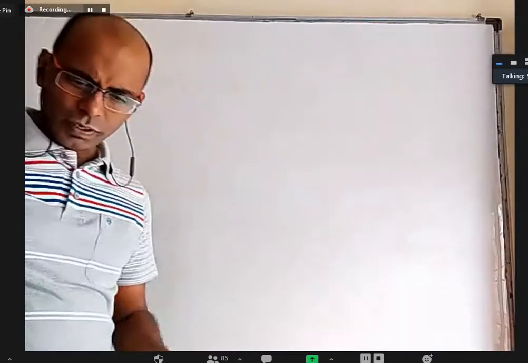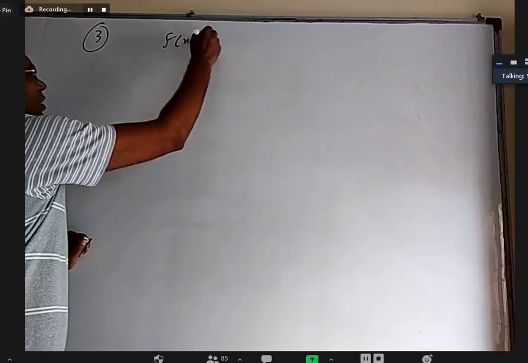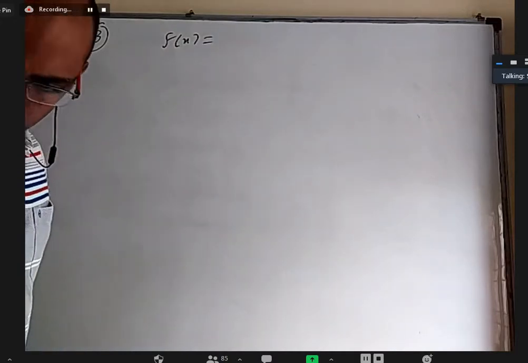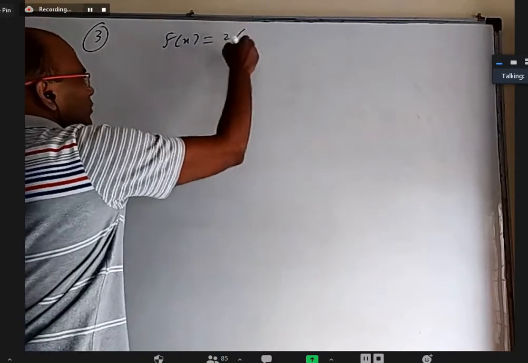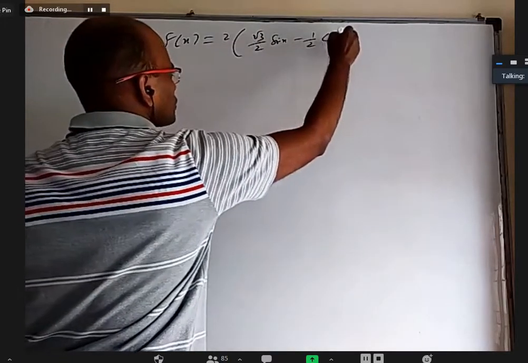Okay, third question is more straightforward. If required, I can find inverse function and do it, or without that also can manage. But first of all, it is a bijection, I think. It is not necessary for us to recognize it, but better to know it. We multiply 2 and divide by 2: root 3 by 2 sin x minus 1 by 2 cos x plus 2.